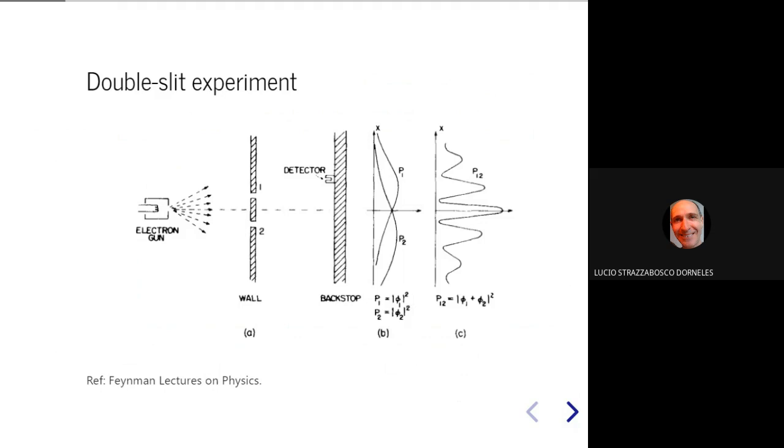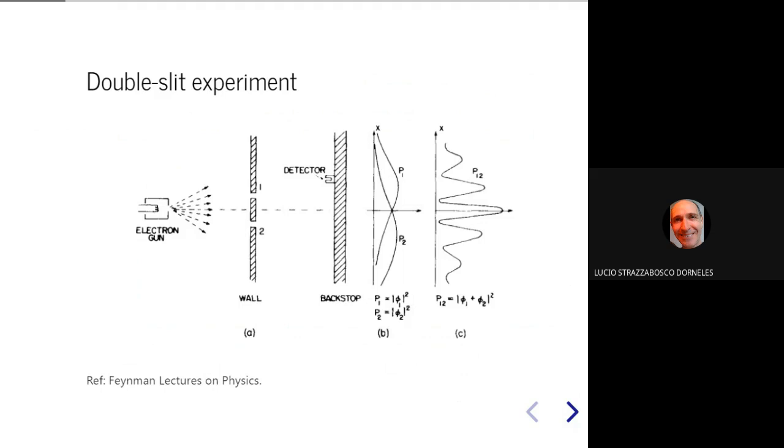First, we consider one slit closed, for example, the second one. Turn on the electron gun and change the positions of the detector at the same time. And you can plot the graph P1. So you have this pattern, and you can perform the same experiment, but closing the first slit now. And now you have the P2 graph here.